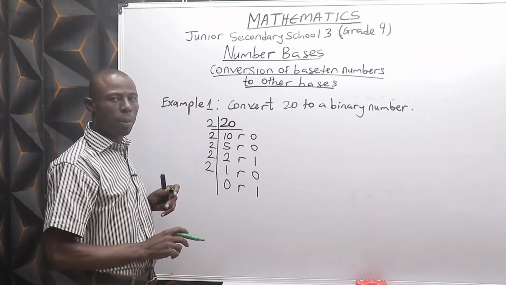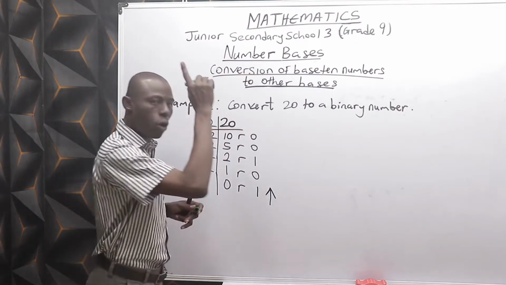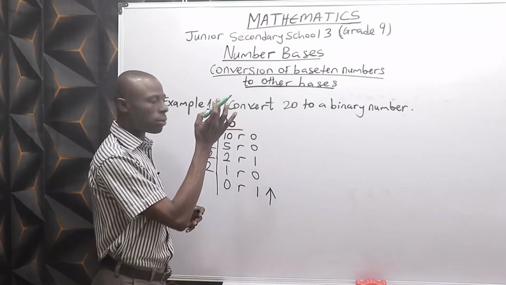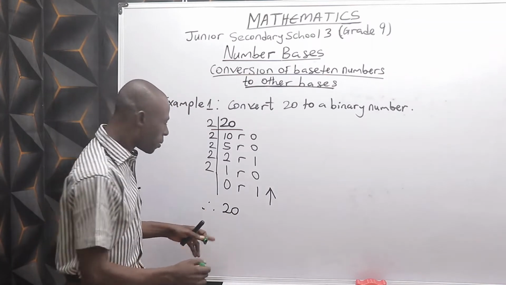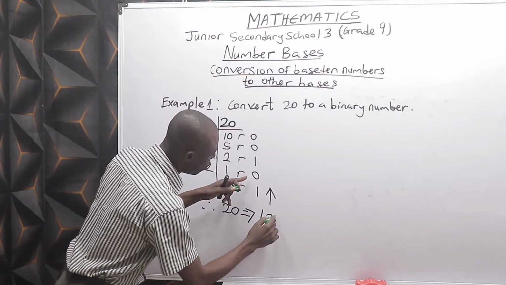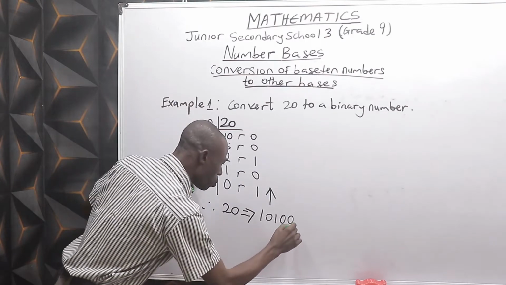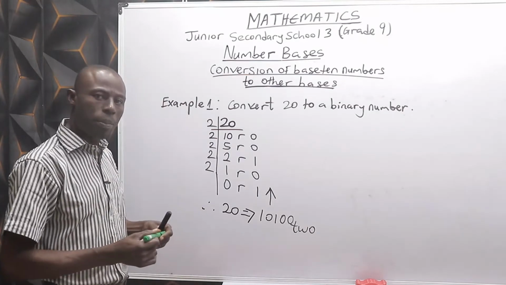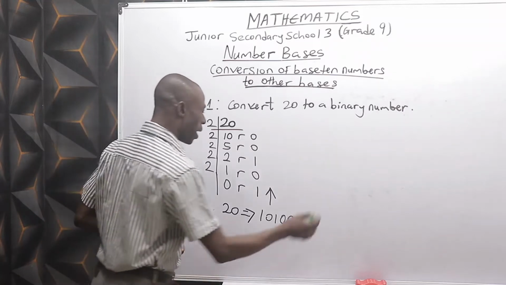See what it remains. You now put an arrow down here, meaning that you are picking your answer from the bottom. Therefore, 20 base 10 is equivalent to 10100. What base? Base 2. I encourage students to always write their base in words in order to avoid mistakes.